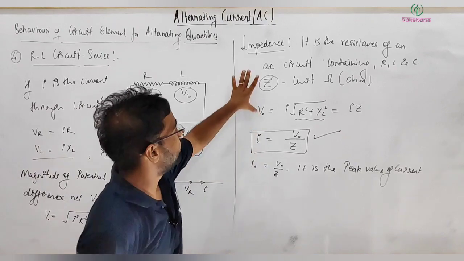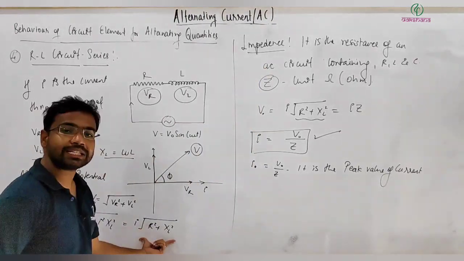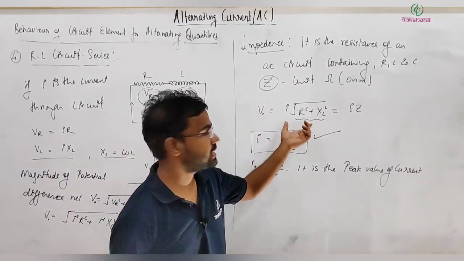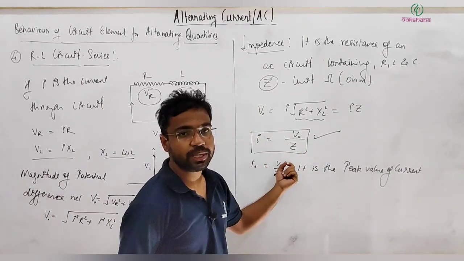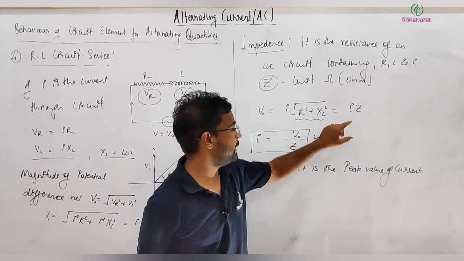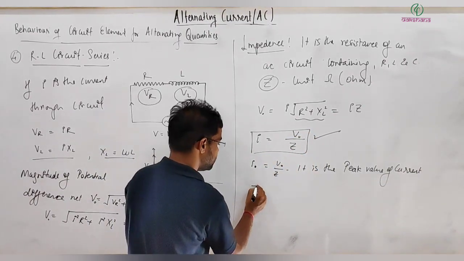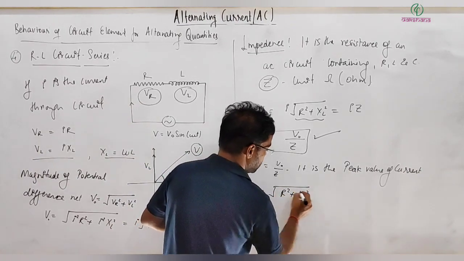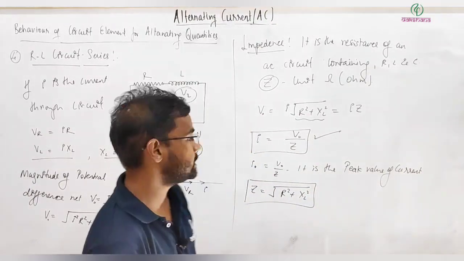So the first thing is impedance. I just defined a new term. Here we are getting the net resistance, and for an AC circuit we define it as impedance, denoted by Z. So I got this, and it is the peak value of the current. If V naught is given to us, I can calculate Z, and for a series RL circuit, Z is equal to under root R square plus XL square. It's not simple R plus XL, is it?